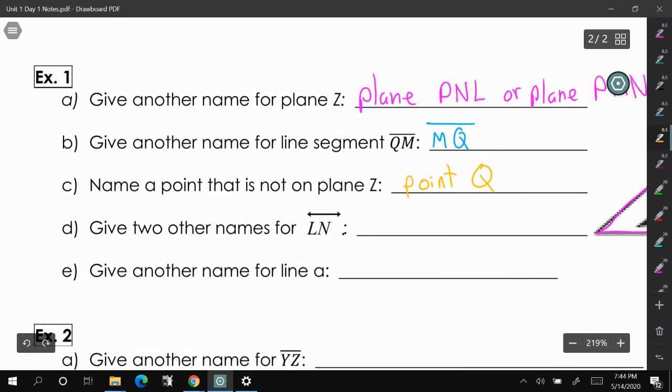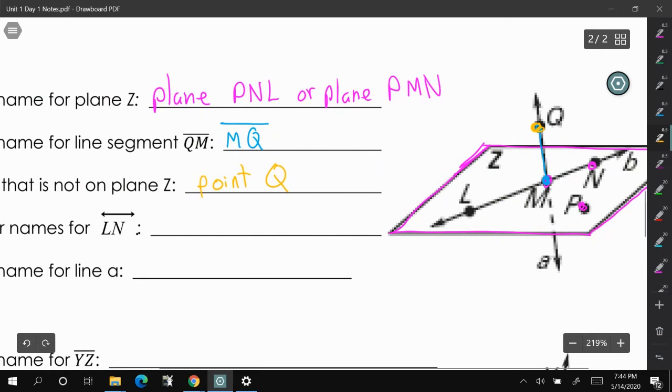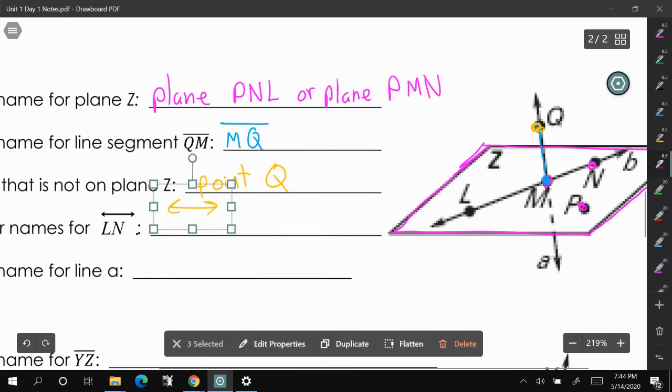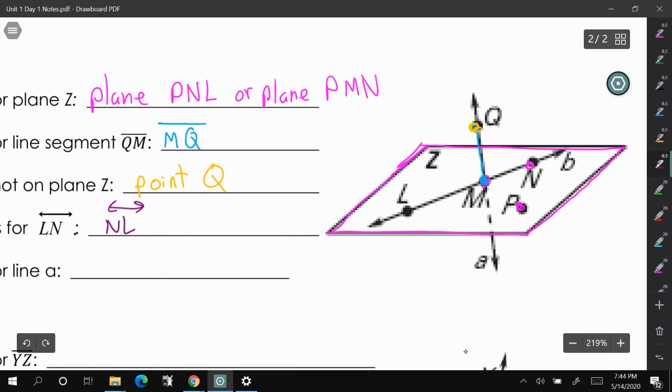Next one, give 2 other names for line LN. So we could do line NL, just reverse the letters. Or we could talk about this lowercase letter here. So here's the line I'm talking about. You could say line B. Either one is okay.